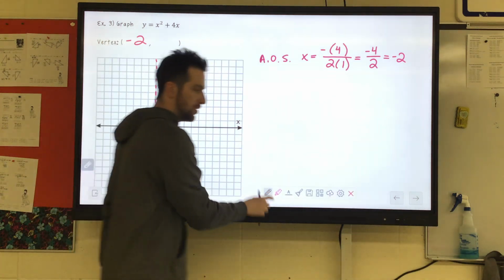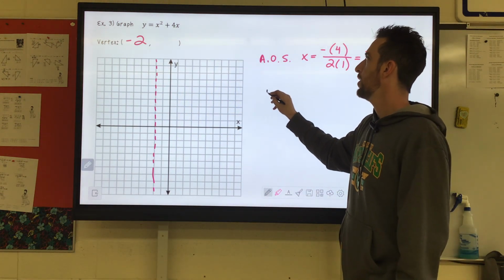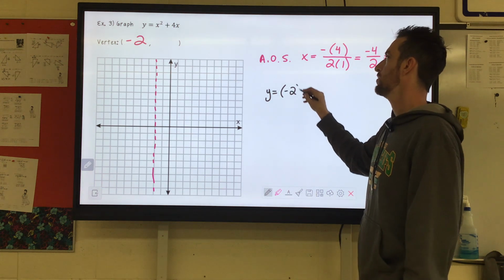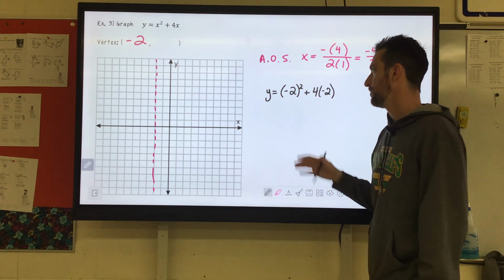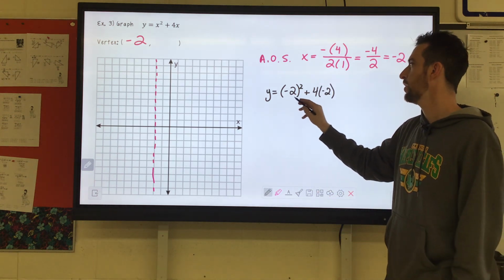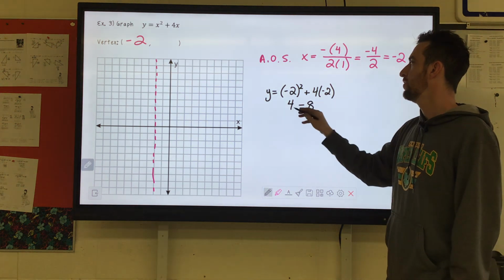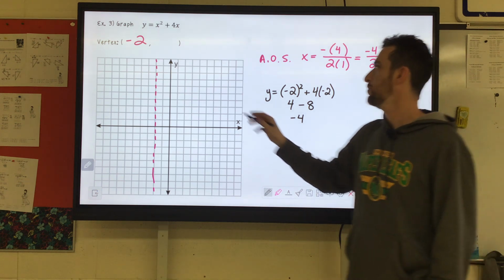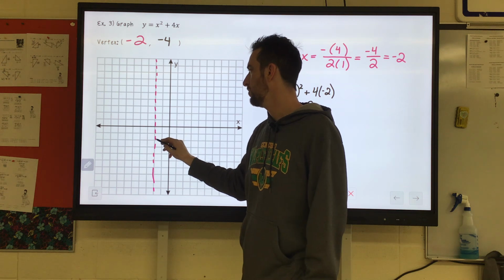Once you find the x, plug it back in and solve for y. So y equals x squared, -2 squared, plus 4 times -2. -2 squared is 4. 4 times -2 is -8. 4 minus 8 is -4. So that would be the y-coordinate of our vertex. -2, -4.